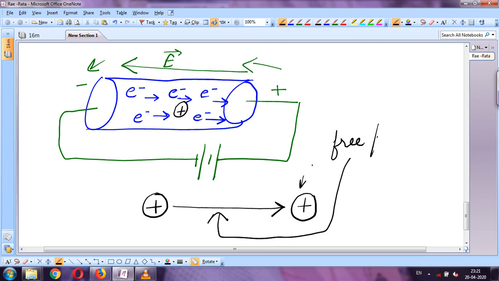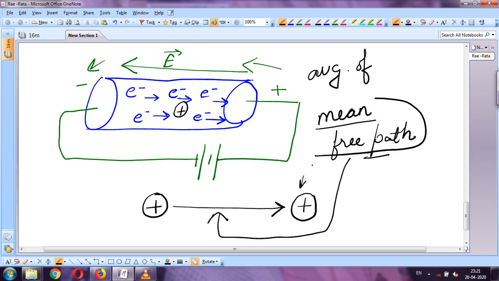This path is called free path. This free path could be different for different electrons. Some could have less free path, some could have more free path. So what we will do is take the average of all. That means we will find out the mean. And the mean of free paths will be called the mean free path. Okay, children, it will be called mean free path.